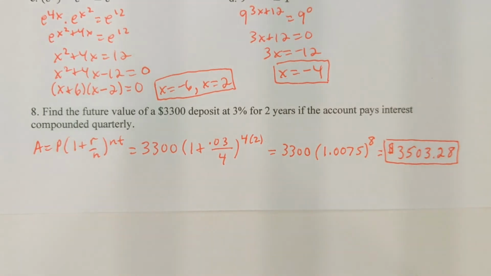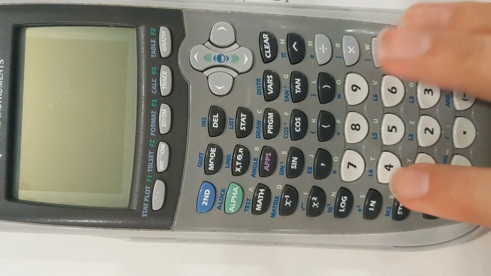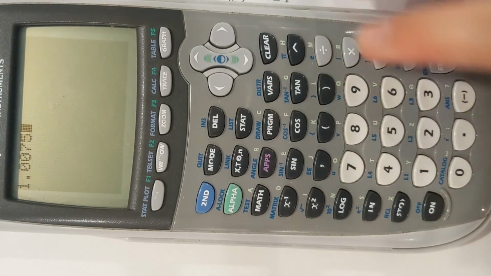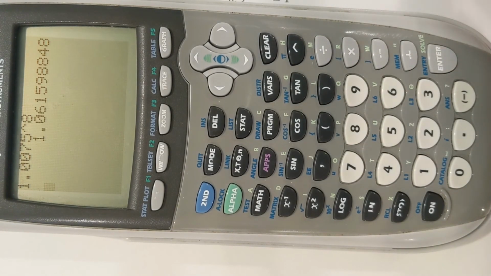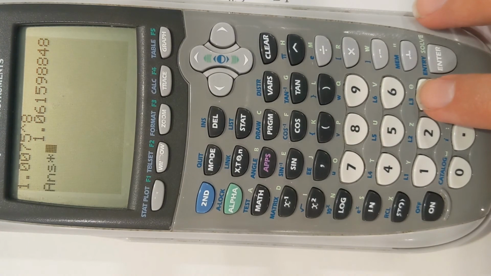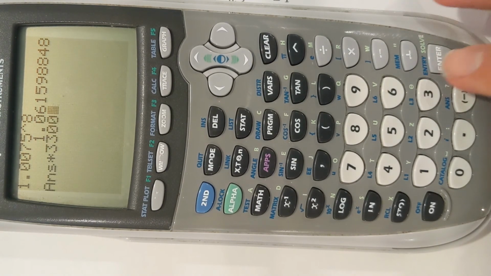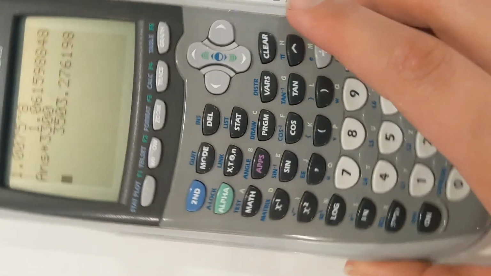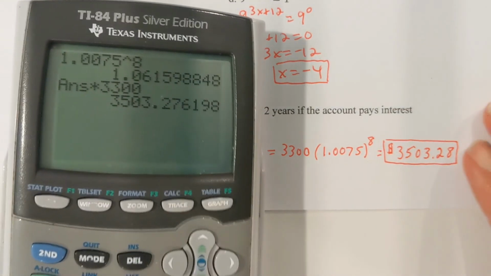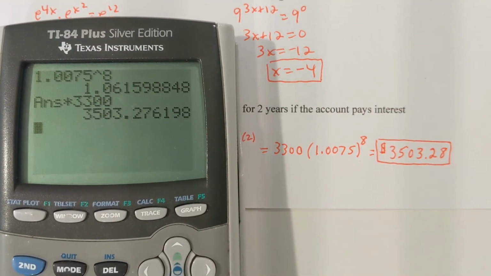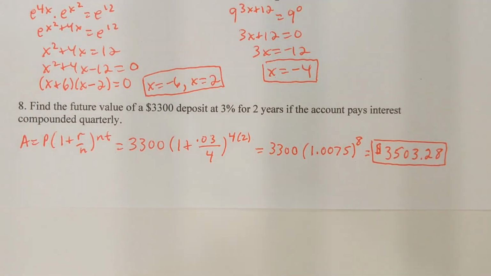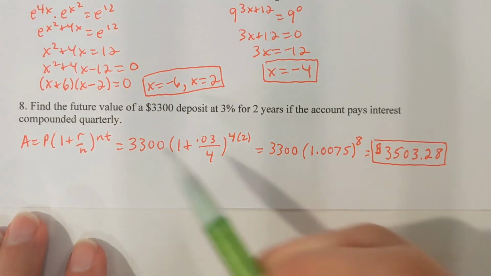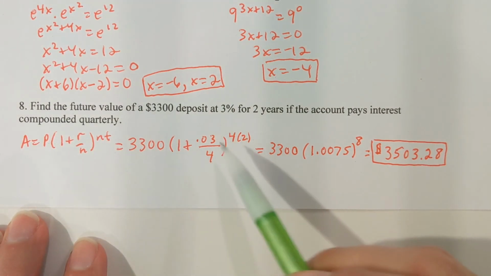And so then how I would type this is I'd say, okay, 1.0075 to the 8th. Hit enter, and then multiply that by 3,300. And we get $3,503.28. Of course, we're working with money, so go near a cent anytime you're working with money. All right, so that would be one application of an exponential. You know, we're working with exponents here.